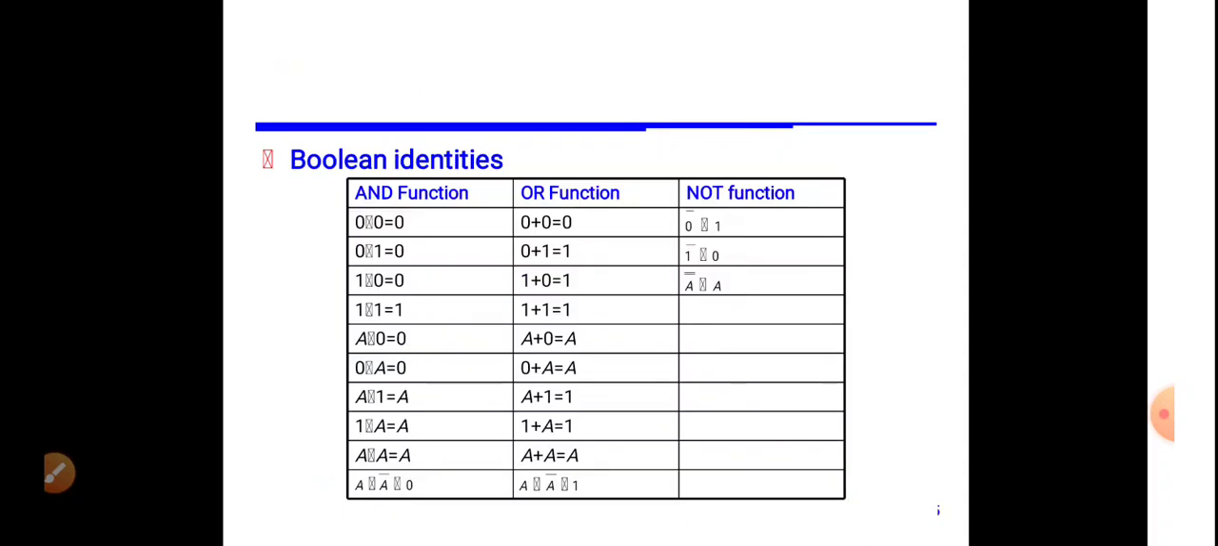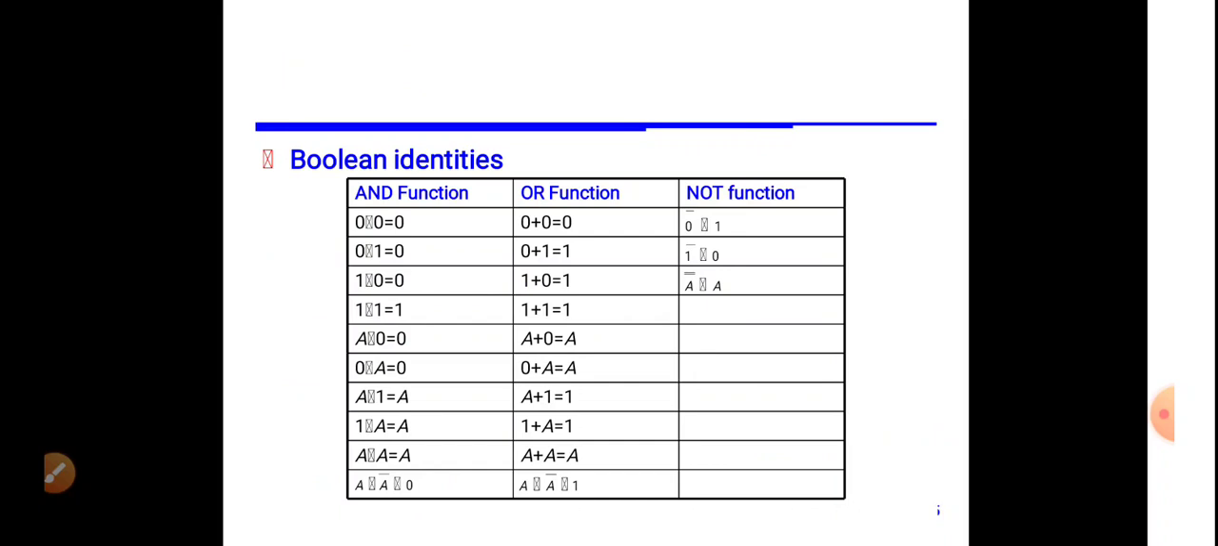Coming to the next topic, which is Boolean identities. As we have seen, there are 3 basic functions: the AND function, OR function and NOT function. These AND, OR and NOT are the basic functions which deal with Boolean functions. And as we have said, Boolean algebra consists of two things: Boolean variables and Boolean constants.